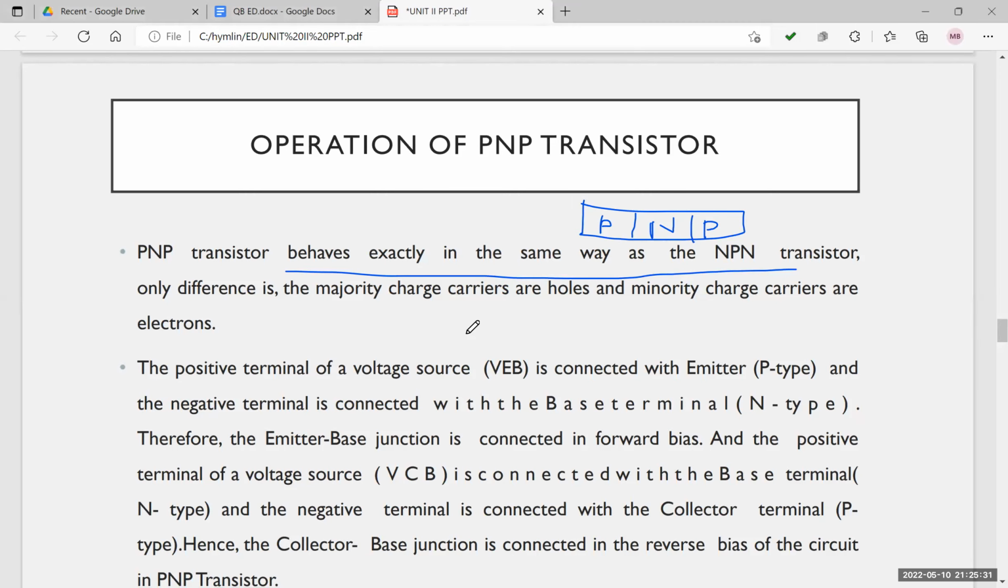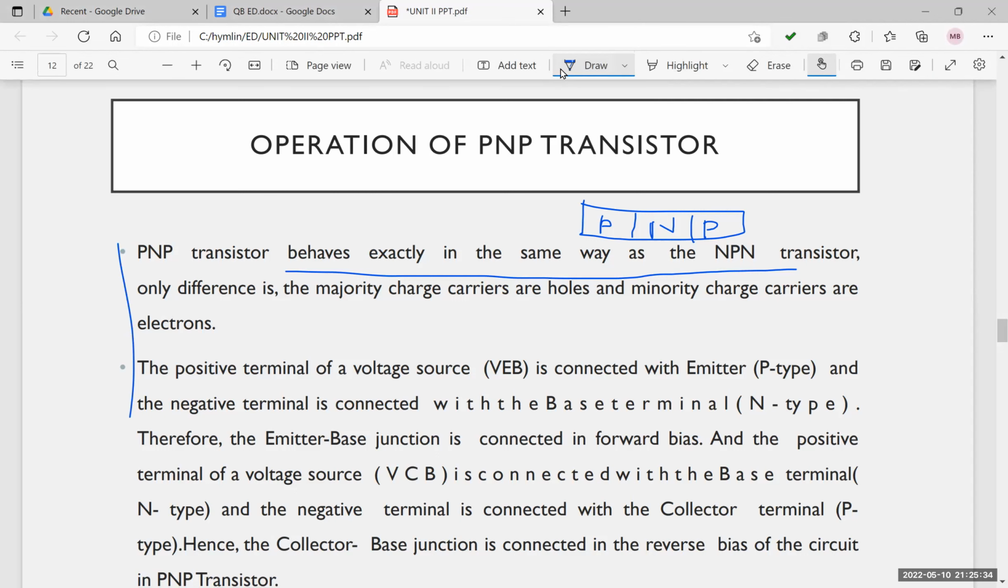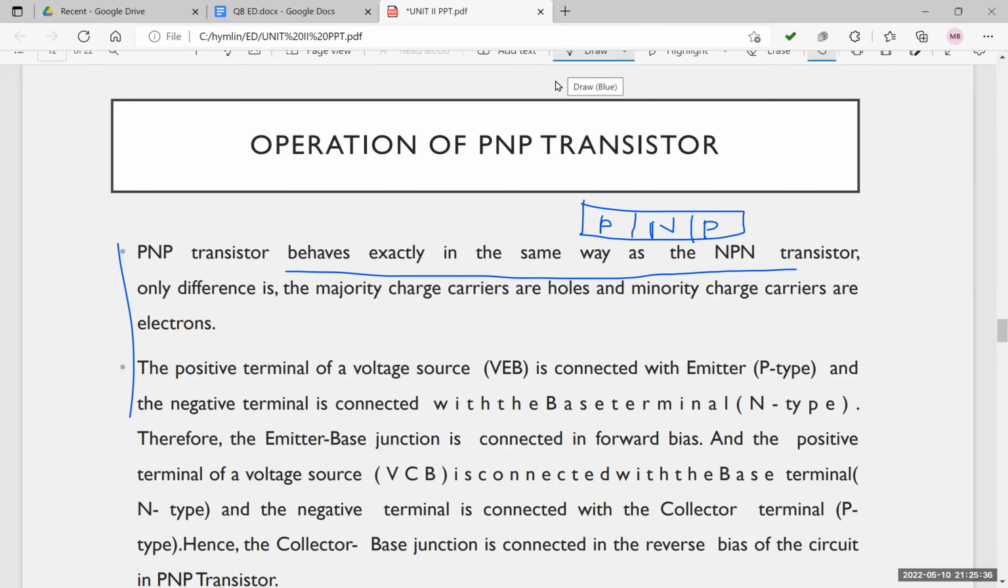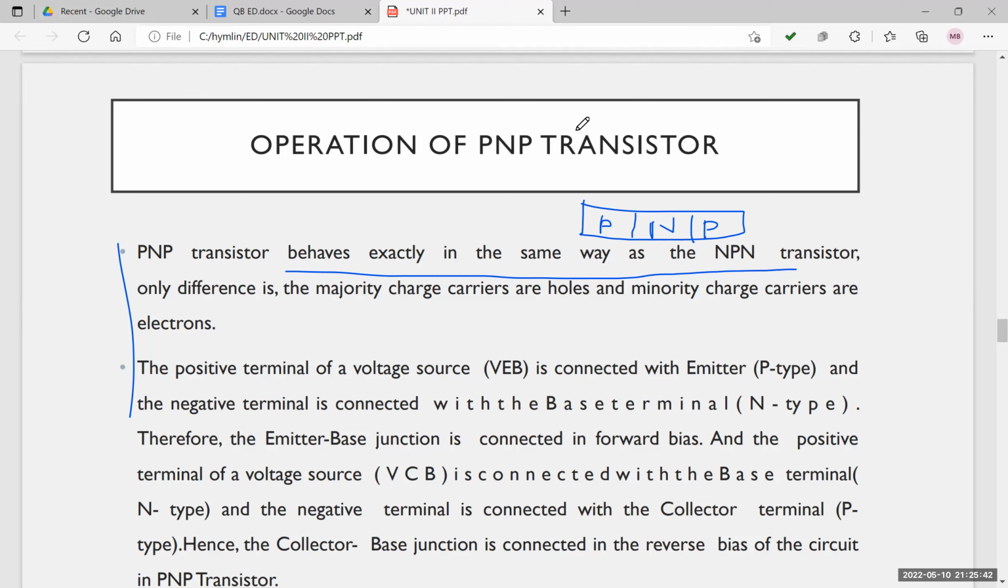So, good evening. In this class, we are going to discuss the operation of the PNP transistor. In the last class, we discussed the operation of the NPN transistor. The operation of the PNP transistor and the NPN transistor are both similar. The only thing is, in the PNP transistor, in the P type, the majority carriers are holes, which recombine with electrons.